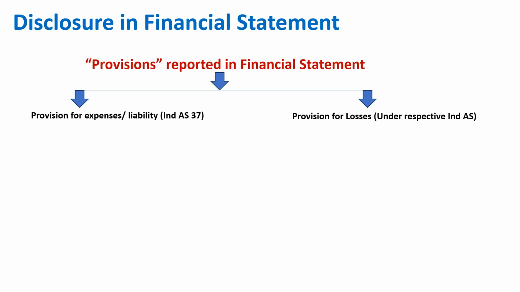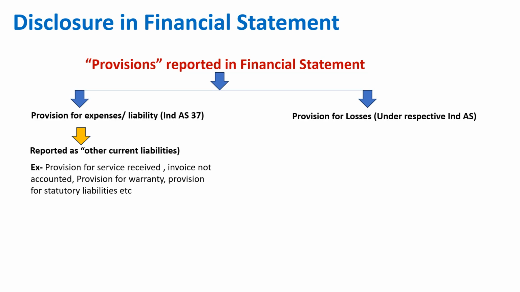So provision for expenses, which is a liability under Ind AS 37, is very clear. It has to be reported as other current liabilities, right? Because it is a liability. Examples are provision for service received with invoice not accounted, provision for warranty, provision for statutory liability, right? Now coming to the right side, which is quite interesting and many people get confused.